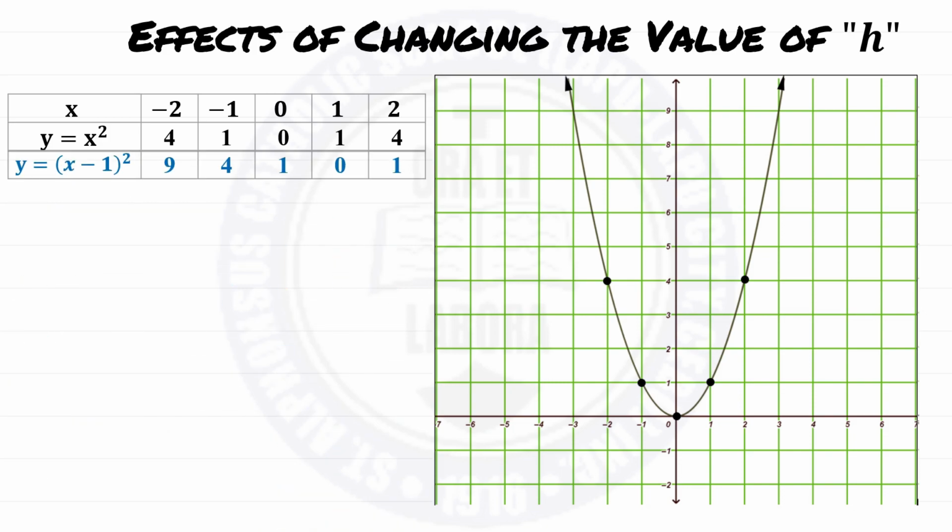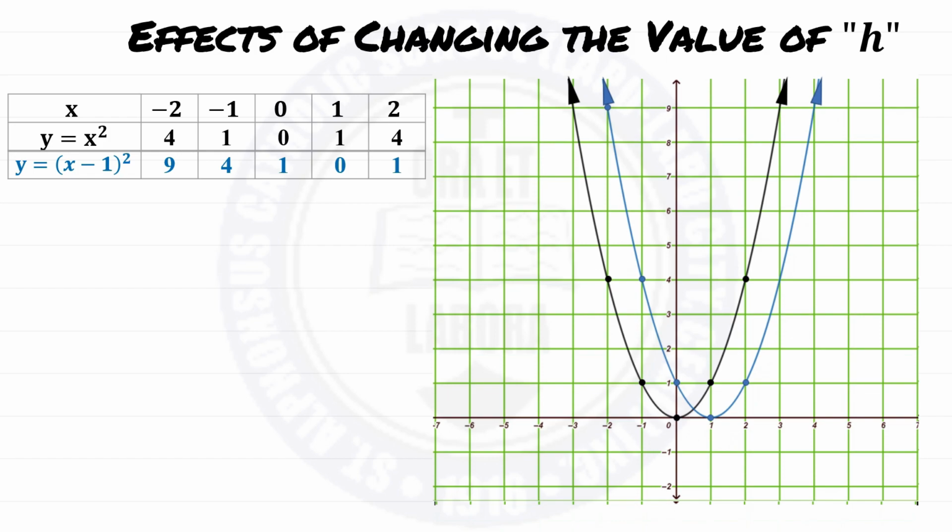Next, y equals quantity x minus 1 squared. Values of x are the same: negative 2, negative 1, 0, 1, and 2. And the values of y respectively are 9, 4, 1, 0, 1. If shown on the graph, this will be the graph of y equals quantity x minus 1 squared, the one with color blue.